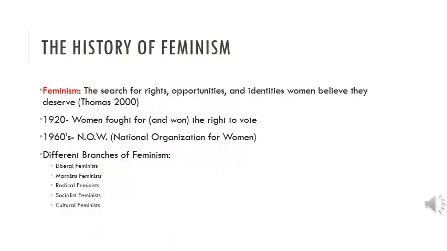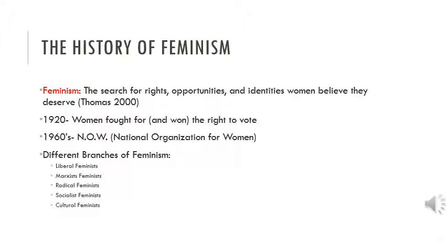The history of feminism. Feminism's definition is the search for rights, opportunities, and identities women believe they deserve. In the 1920s, women fought for and eventually won the right to vote. The women most notably in this fight were Elizabeth Cady Stanton and Susan B. Anthony. They were fighting for their right to vote. They actually did not win that right until 1920.